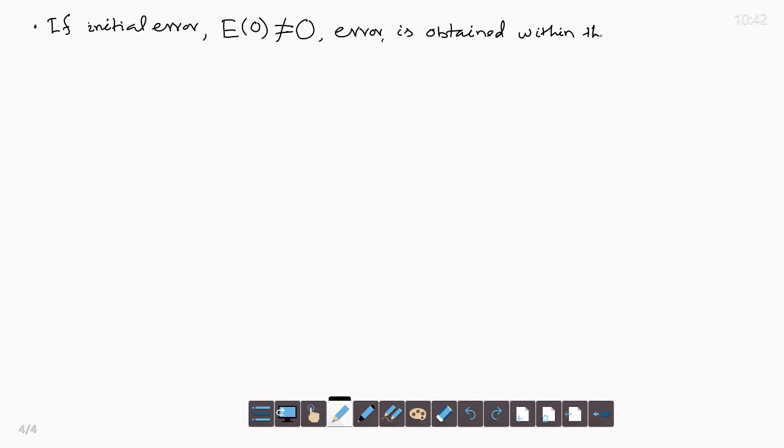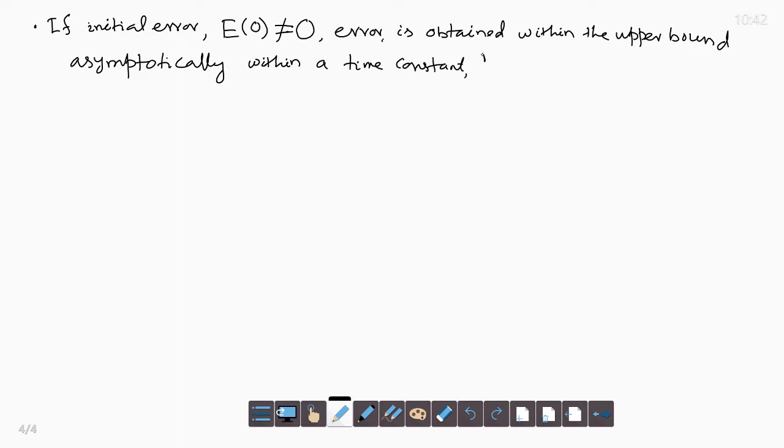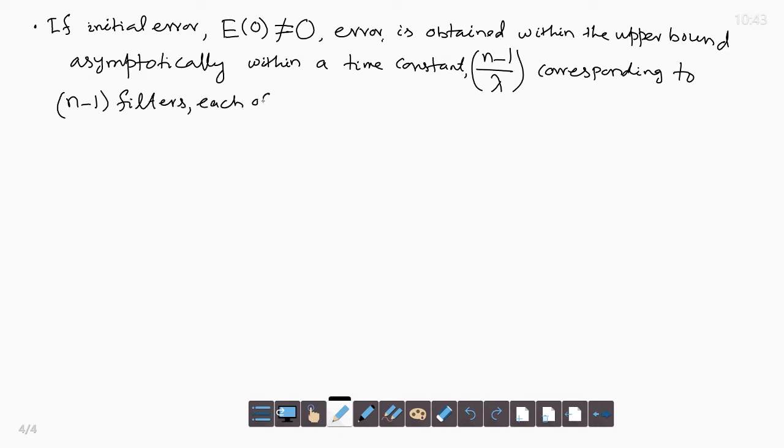So if the initial error, that is e(0), is not equal to 0, the error is obtained within the upper bound asymptotically within a time constant n minus 1 by lambda, corresponding to n minus 1 filters each of time constant 1 upon lambda.